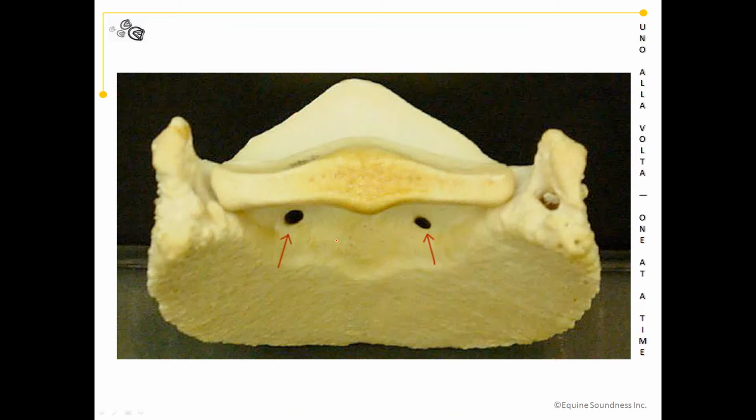These are entry points for the terminal arch and the digital arteries. So there are several holes in the coffin bone. This coffin bone is a little bit tilted up, and you see here the navicular bone inserted, which really sits like this. This is why you usually can't see it in a lateral picture. You can only see it from behind.